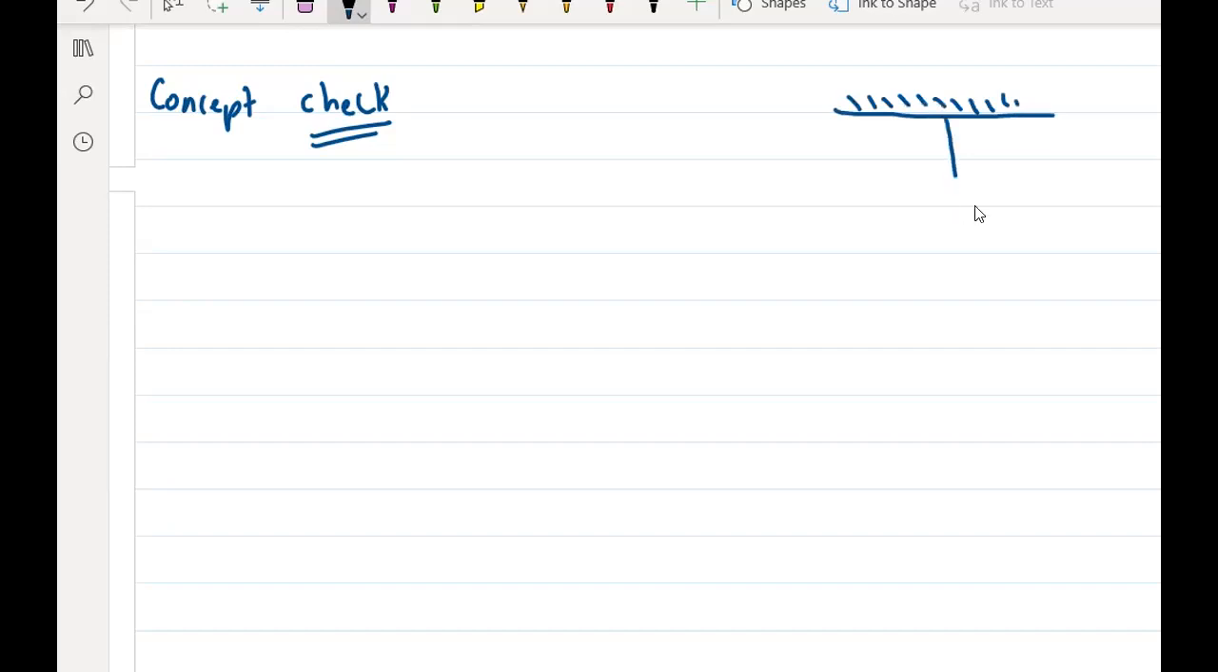Suppose I'm having a pulley like this, and we have two objects. This is of mass m1, and this is of mass m2. And suppose this is going down, this is going up. So first concept, let me ask some basic concepts: the acceleration of these two objects will be same or different, everyone?